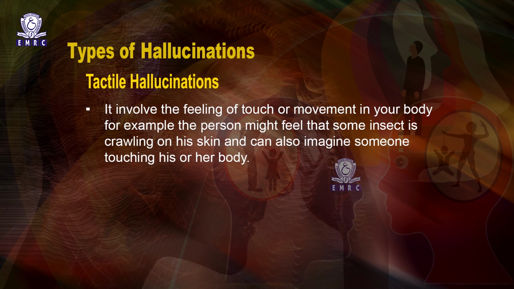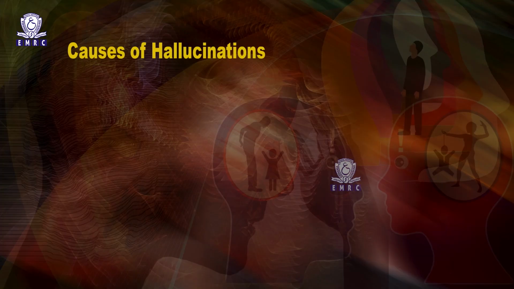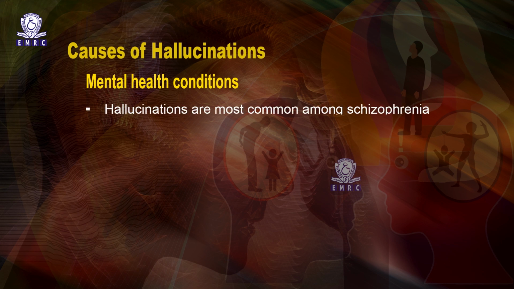As we have seen different kinds of hallucinations, let's talk about some of the causes of hallucinations. The number one cause is mental health conditions. Under mental health conditions, hallucinations are most common among people who have schizophrenia, dementia, delirium and others.